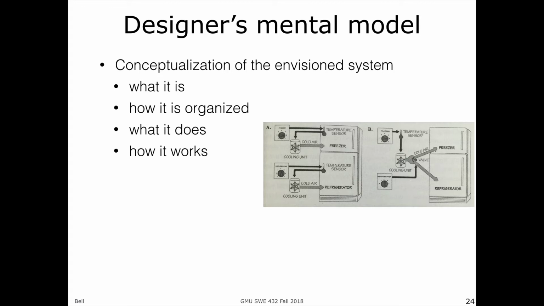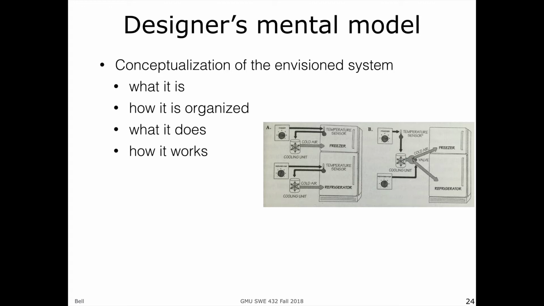You might remember we were talking about this term in terms of the human cognition stuff, where we were talking about how we build these refrigerators and freezers that have this weird thing going on where they have a single cooling unit, so therefore the temperature is going to be changing in both the freezer and the refrigerator at once. So the mental model is how we have this conceptualization of this system: what the system is, how it's organized, what it does, and how it works.